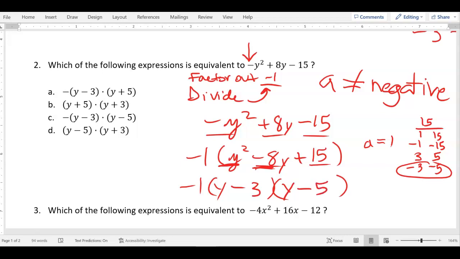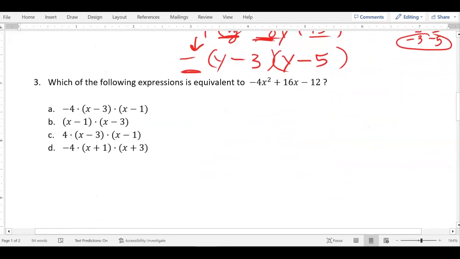Now, you'll notice the answer choices don't have a negative 1 out front. They just drop the 1 and just put the negative sign. So that's totally fine. Okay, the negative 1 is the same thing as just putting a negative out front. Cool. So we end up getting answer letter C.